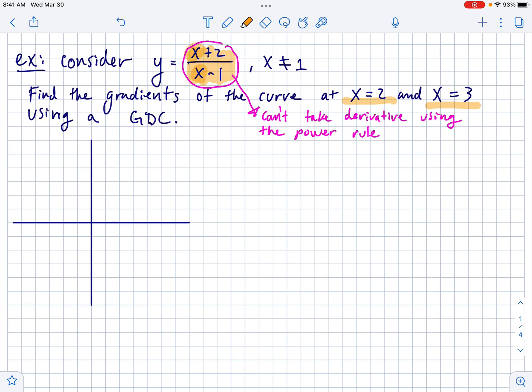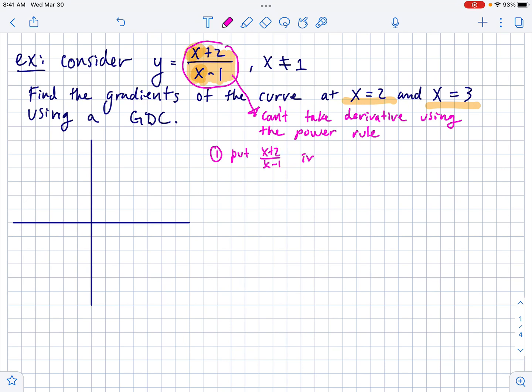Some people might think you just do the power rule for the individual spots, but it doesn't work like that because there's an x in the numerator and the denominator. There is actually a rule to do it by hand, but we're not going to expect you to do it in this course. So we're going to reach for the graphing calculator.